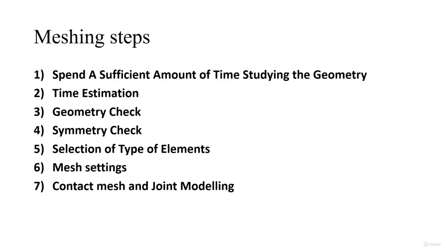Then finally, what are the different meshing steps? So first thing is, you need to sufficiently understand the geometry. What are the features that are present in the geometry? How can I mesh this particular geometry? How can I use the different settings to accurately capture each feature? For example, if you have a straight face, it is easier to mesh when compared with the circular face.